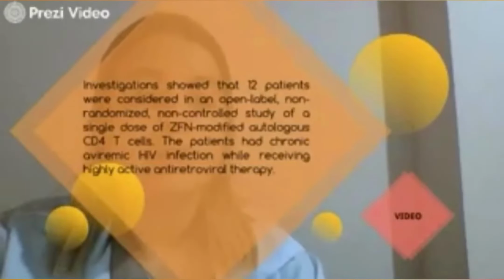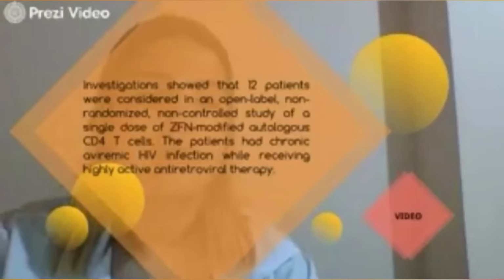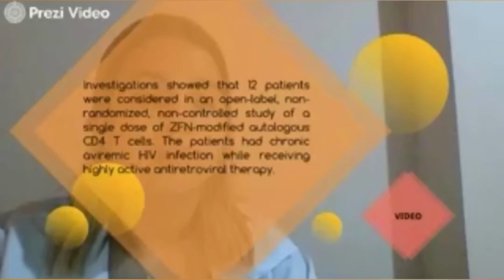Investigations showed that 12 patients were considered in an open-label, nonrandomized, uncontrolled study of a single dose of SB-728 modified autologous CD4 T cells. The patients had chronic aviremic HIV infection while receiving highly active antiretroviral therapy.